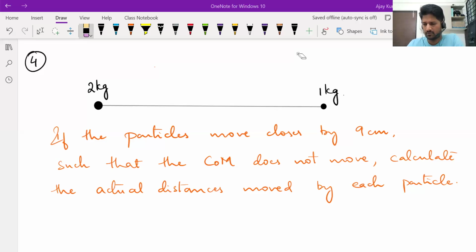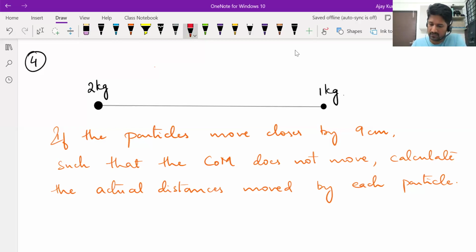Okay, listen, all of you. Basically, you should get used to converting a given statement into mathematical form. Listen carefully. The particles move closer by 9 centimeters. We don't know how much each one is moving, but ultimately they are closer by 9 centimeters compared to the initial distance between them. So you can take something like this. Center of mass is not moving. That is given to you.